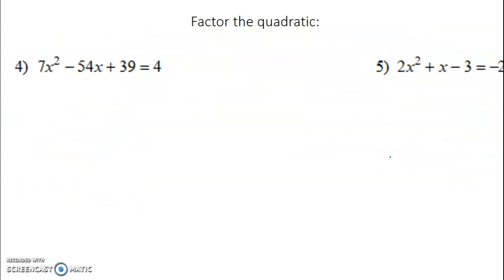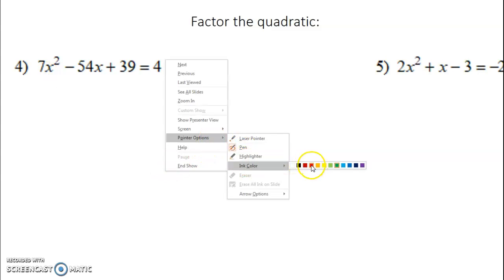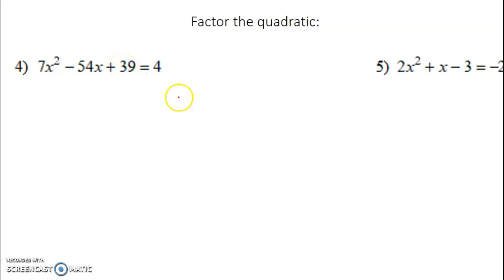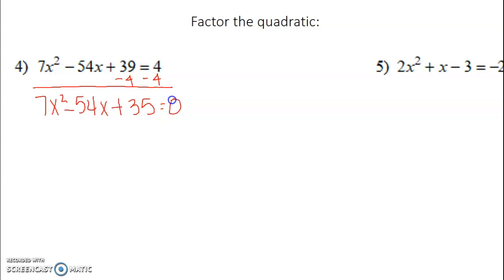On the next set, you're doing the same thing, but just like last time, you cannot have it equaling a number that's not 0. So just subtract the 4 over first. So I have 7x squared minus 54x plus 35. And then you are going to be working for numbers that multiply to, let's see, 7 times 35 is 245. And numbers that add to negative 54.